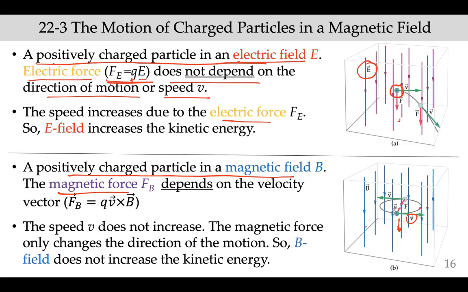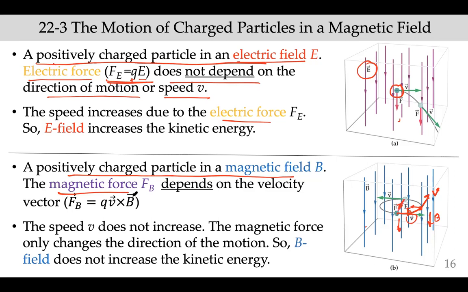Because there's a force, the particle's path will be deflected. Now at this point, the velocity is in this direction. The magnetic field is again down. Use your right hand at this point. What you will find is the force is in this direction now. And at this point, the force is now in this direction. So the magnetic force makes the charged particle go in a circle.